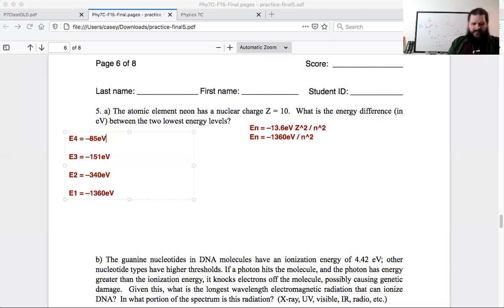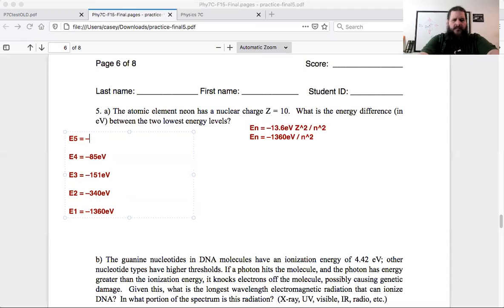And then same thing divided by 5 squared is negative 54 electron volts. By the way, what's happening to the gaps between these as we go further and further up the scale? The gap between E1 and E2, E2 and E3, E3 and E4. What's happening to the size of those gaps? They're getting smaller and smaller as they get closer. E1 to E2, that's a very large gap. E2 to E3, that's a somewhat smaller gap. E3 to E4, even smaller, and so on.